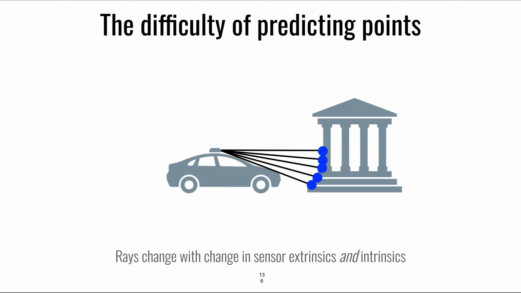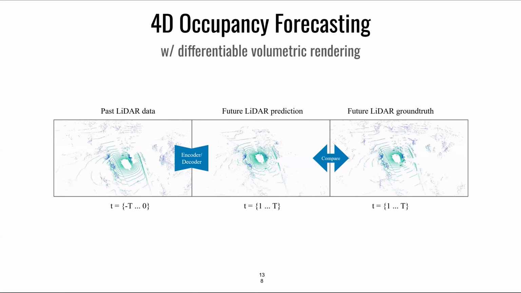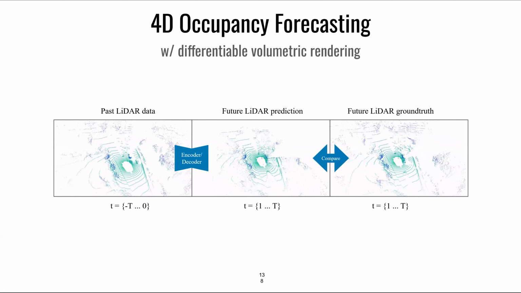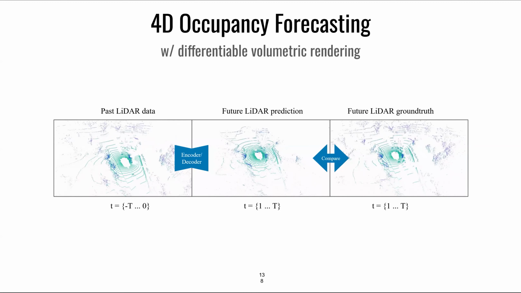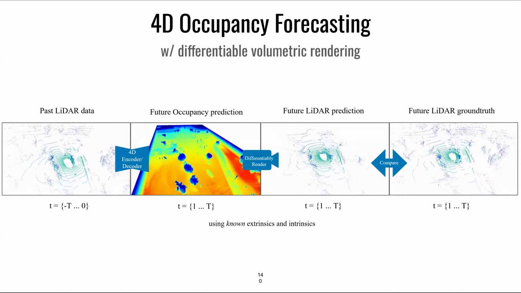So we argue that from an autonomy standpoint, it only makes sense for autonomous systems to make predictions about the environment that they are in and not the calibrated LiDAR sensor that they are equipped with. To this end, instead of directly learning to forecast points, we propose that methods instead learn and forecast the underlying occupancy of the world. And once we have this occupancy, we can easily render it into future point clouds.